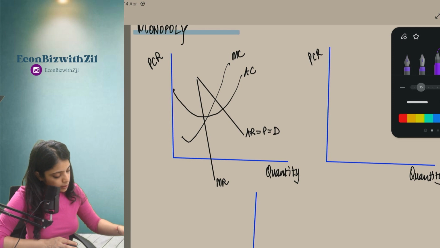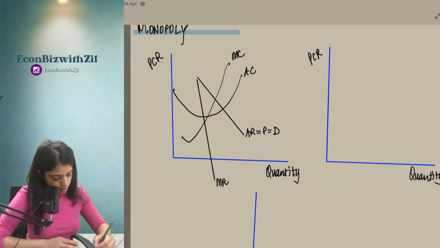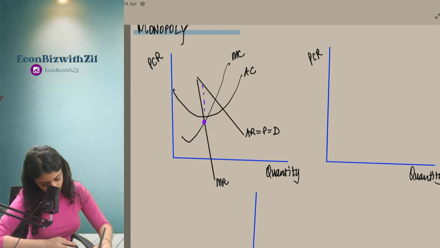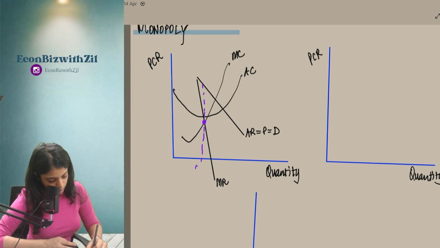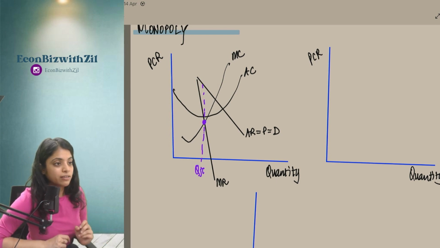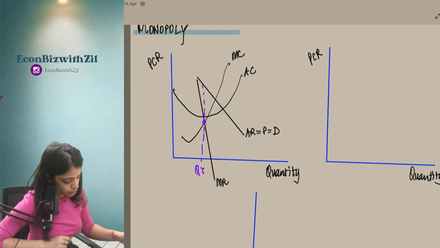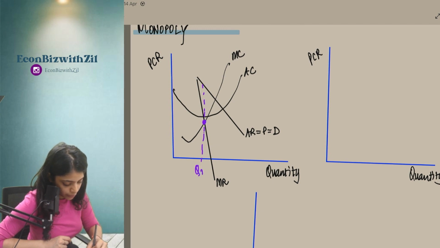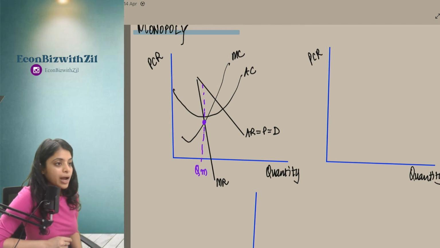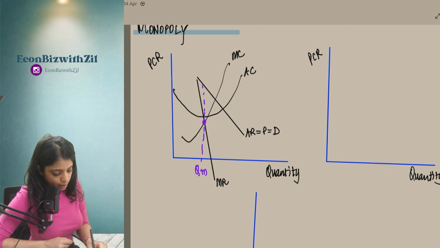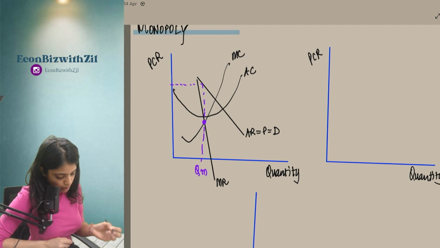So I will use another color pen here. So MR equals to MC is here. So I just extend this. Yeah. This is my profit maximizing level of output. I am just putting it as Q pi or QM. Now here it's cutting my P here and it's cutting my AC here. So this is my P, this is my AC.